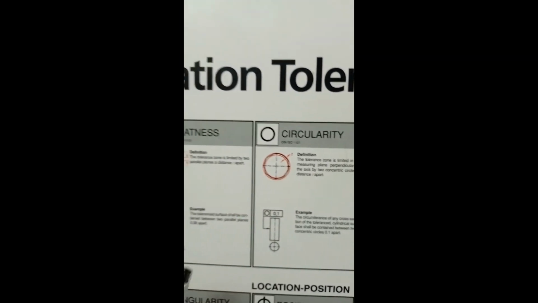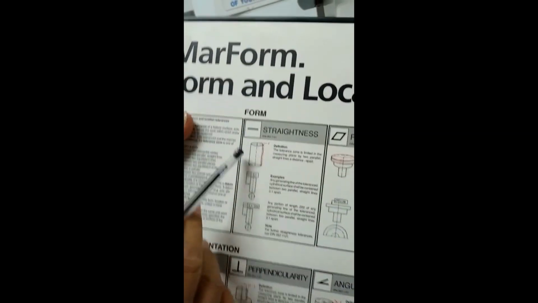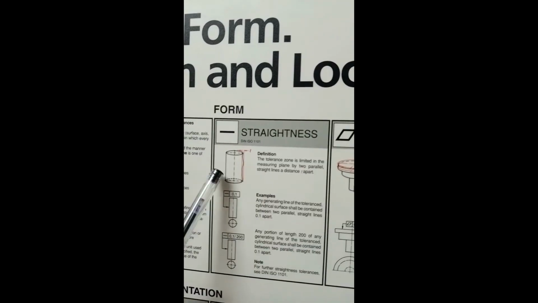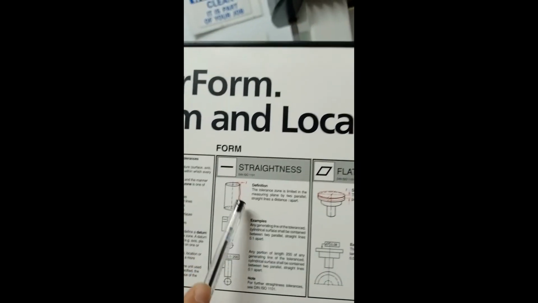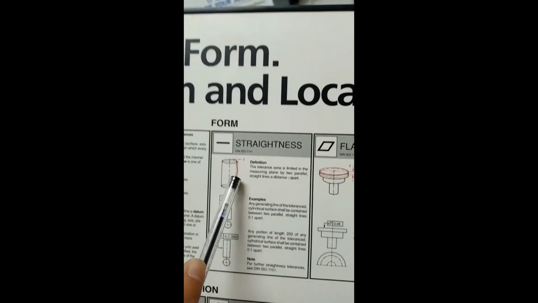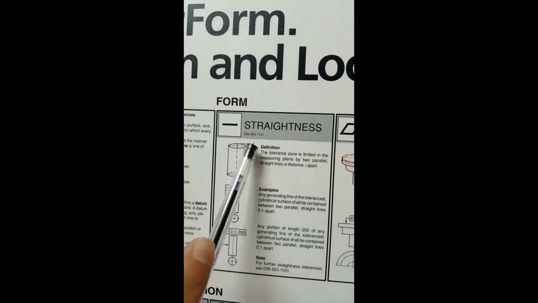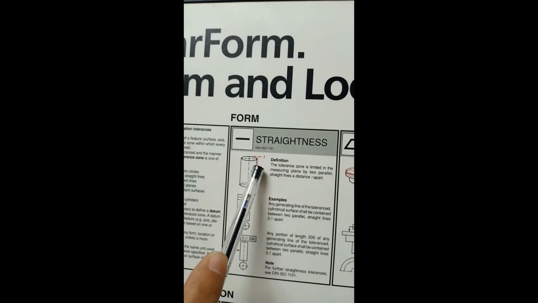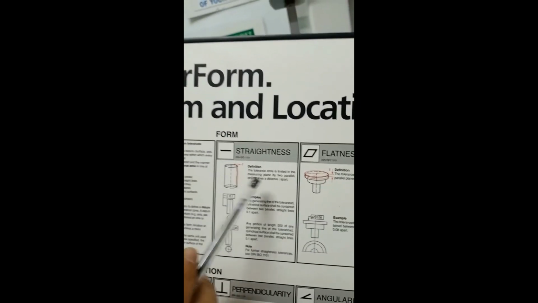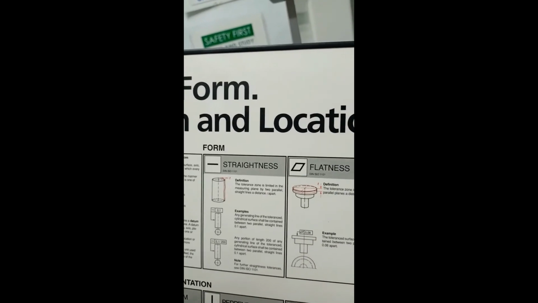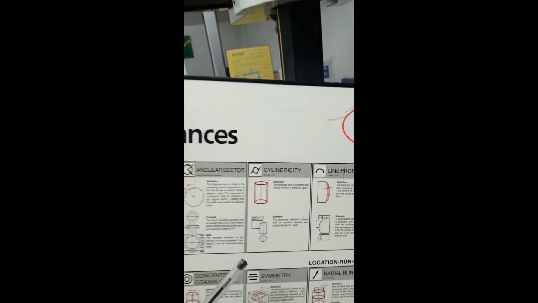And straightness also you can check here. The inner red and outer red are there, the black line is the real object, and if you want perfect straightness, then the straightness value should be 0. Like this way we can check different features like straightness, flatness, circularity, diameter, cylindricity, and so on. So now the measuring procedure is explained. It is now completed.